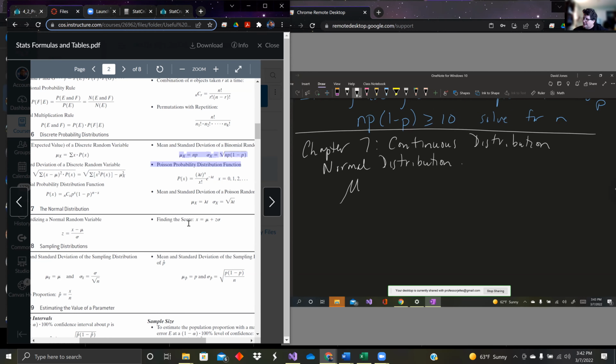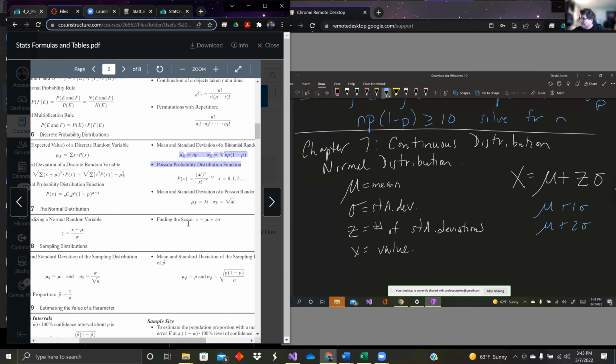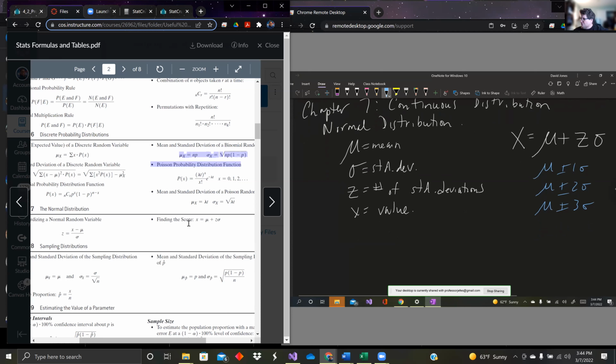You would have a mu and a sigma, or mean and standard deviation. And you could find X. Z is the number of standard deviations, and X is our value. We had X equals mu plus Z sigma. We saw this on the graph a lot. Mu plus 1 sigma. But it didn't have to be a whole number like 1, 2, or 3. It could have been in between. So you could always calculate X if you knew those values.